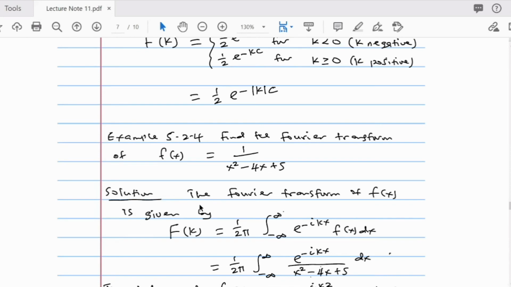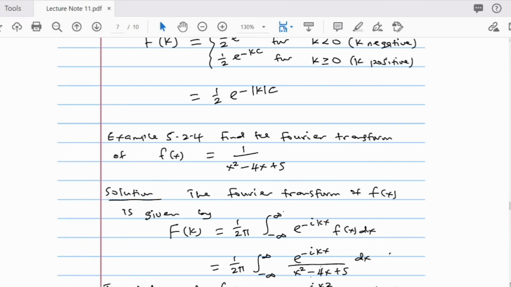We are computing capital F of k for all k: k equal to 0, k positive, k negative. Which is 1 over 2 pi, the integral from minus infinity to infinity of e raised to the power minus i k x f of x dx. So just replace your f of x here, plug it here. Okay, so we get this. So we want to compute this for all k's.